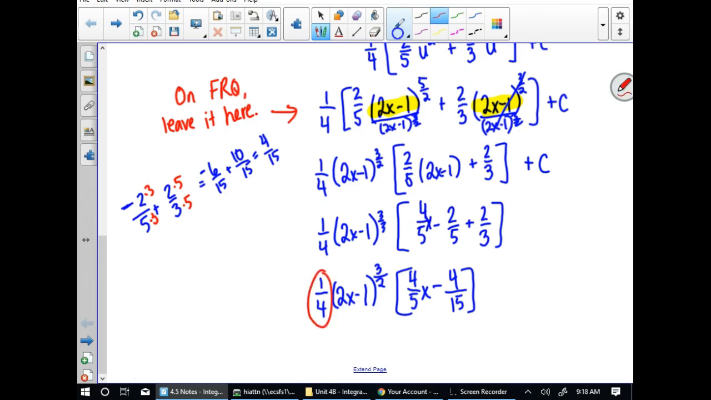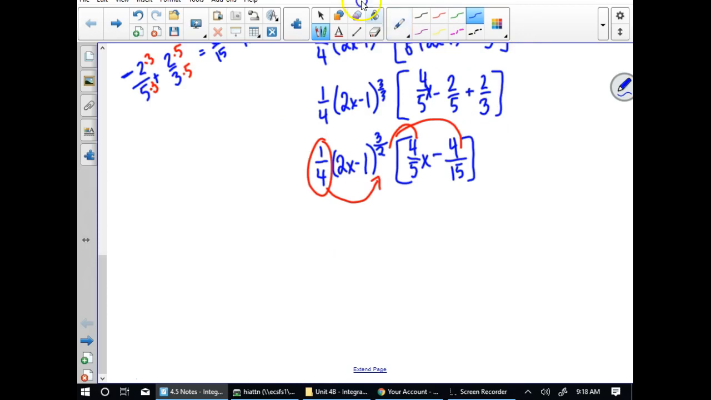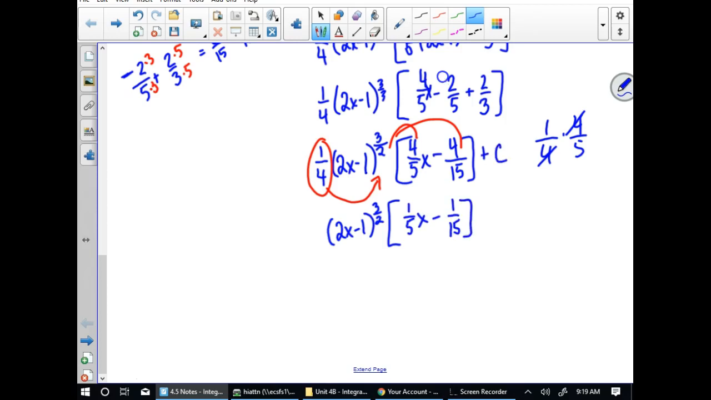They'll probably take this 1/4 and kind of move it here and then distribute it. But, because I could have (2x minus 1) to the 3 halves, if I distribute that, though, 1/4 times 4 over 5, what happens there? 4's cancel, so I get 1/5 x, and then here I'll get 1/15, and I've lost my plus c along the way. Try not to lose it. So something like this might be what they give you. They could do some other crazy stuff with fractions there.